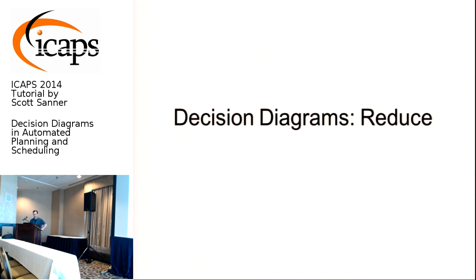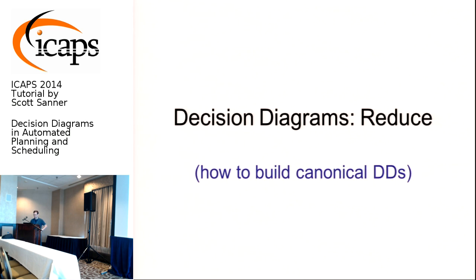So there are 2 main operations that you need to know for decision diagrams. One's called reduce, and the other is called apply. Reduce is for producing a minimal diagram, and apply is for an operation on diagrams. Reduce tells you how to build a canonical decision diagram.